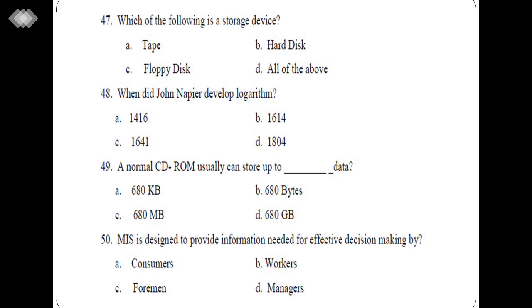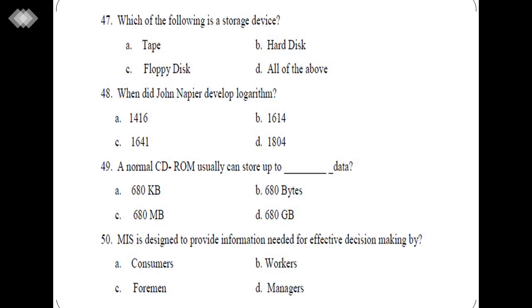The options are 1416, 1614, 1641, and D option is 1804. So we will select when John Napier developed the algorithm. And question number 49 is: a normal CD-ROM usually can store up to dash data, like 680 KB, 680 bytes, 680 MB, and the D option is 680 GB.